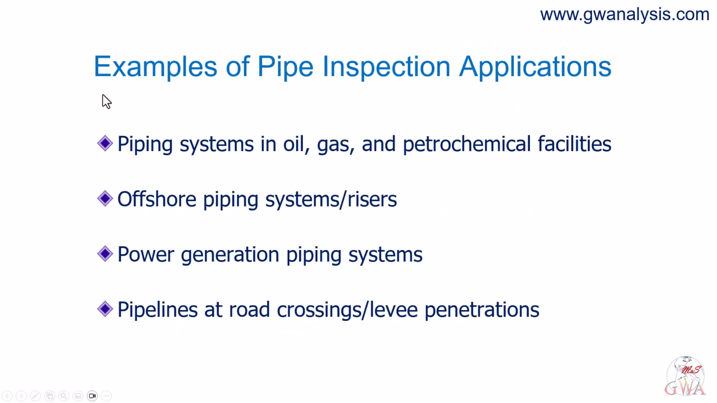This slide shows examples of pipe inspection applications. Guided wave testing is used on piping systems in oil, gas, and petrochemical facilities, on offshore piping systems and risers, on power generation piping, and on pipelines at road crossings and levee penetrations.